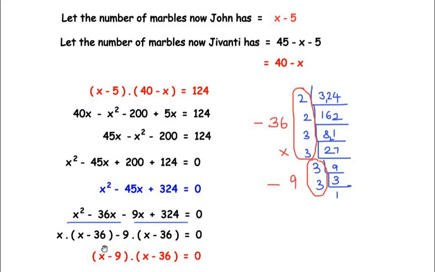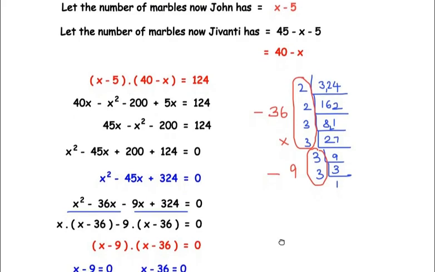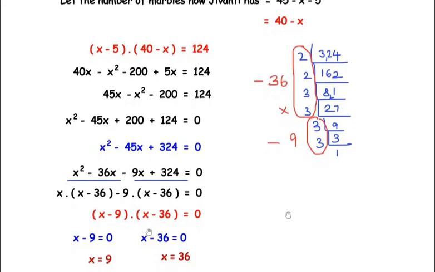Now in the next step we are going to equate each of these factors equal to 0. So we get here x minus 9 equal to 0 or x minus 36 equal to 0. Now taking negative 9 on the other side of equal to sign, we get the value of x as 9. And similarly taking negative 36 on the other side of equal to sign, we get the second value of x as 36. So the number of marbles which they can have is 9 or 36. So this is our answer.